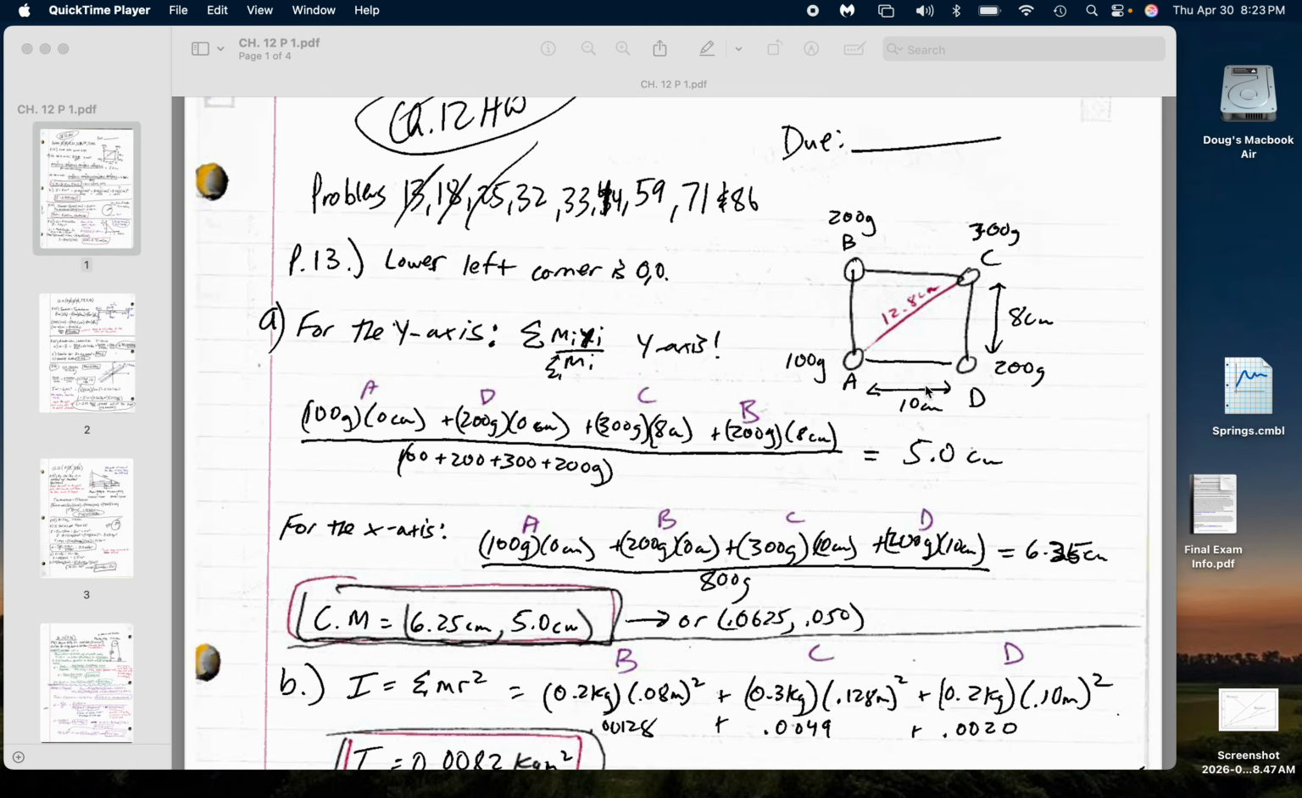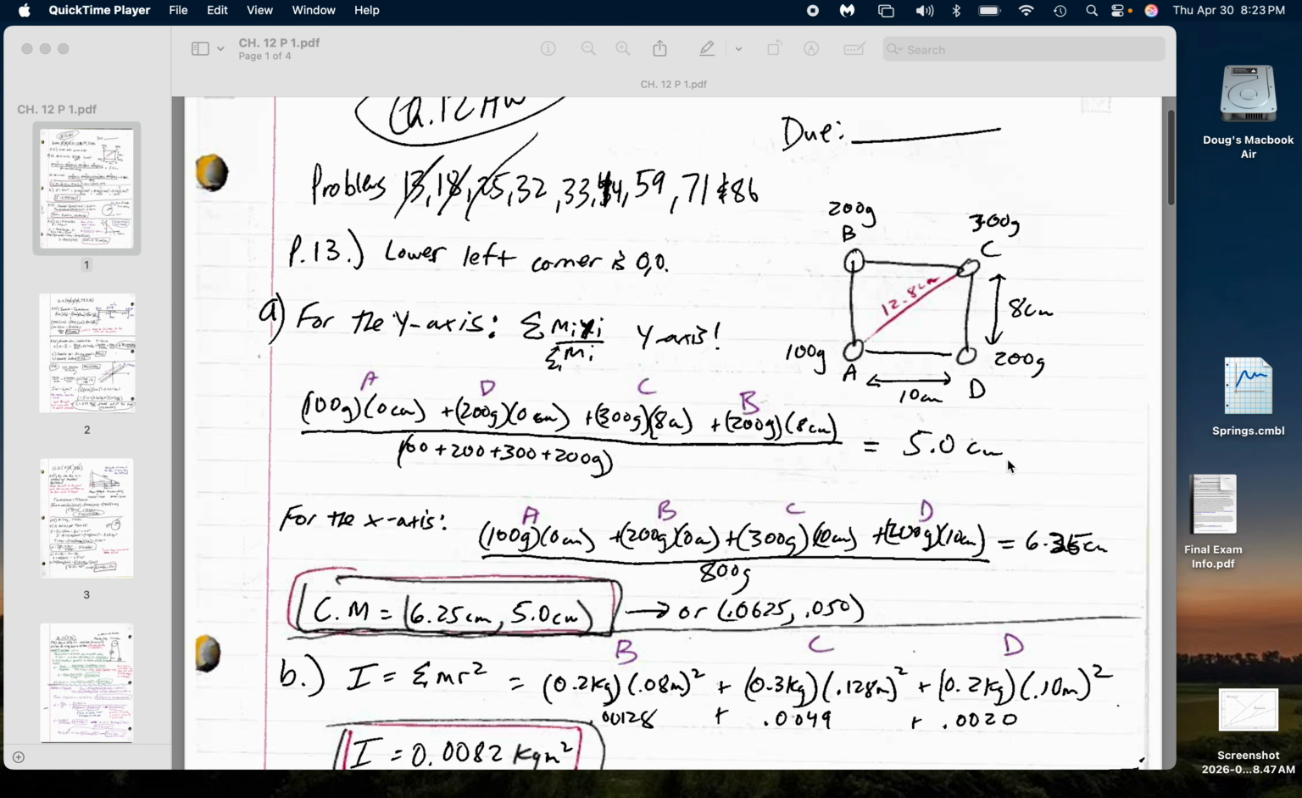So for the y-axis, that's vertical, I have A, B, C, and D. Sorry, I didn't do them in order. I accidentally was thinking x-axis first, but I used 8 instead of 10 centimeters, so that's the y-axis. At any rate, add all those up, vertically speaking, and then you divide by the sum of the masses, you get the average location of mass vertically is at 5 centimeters.